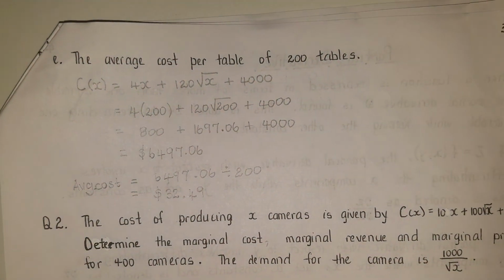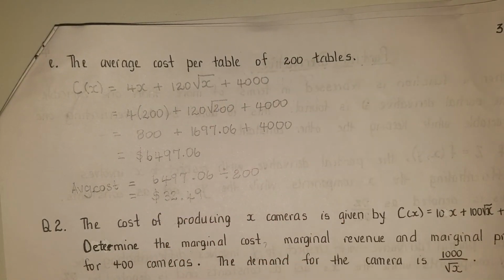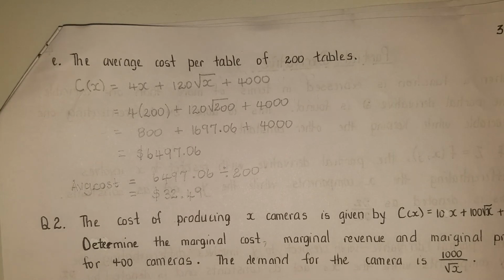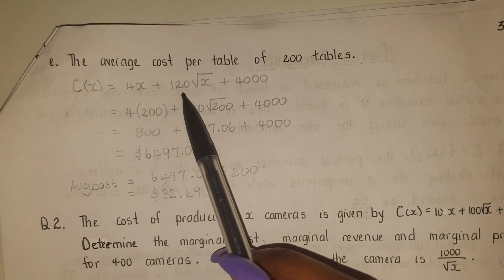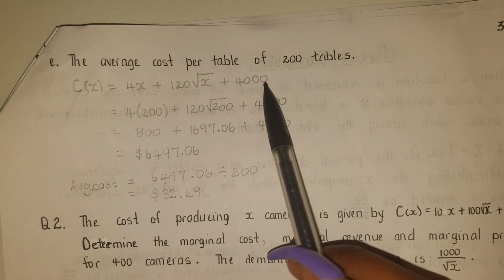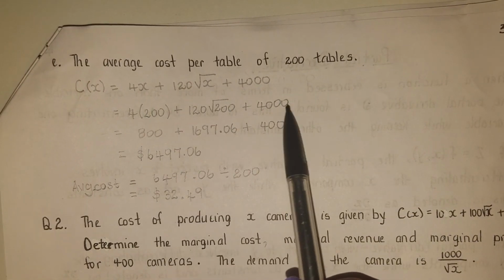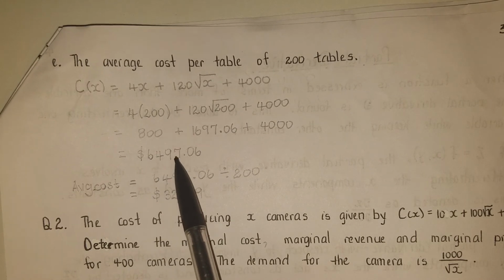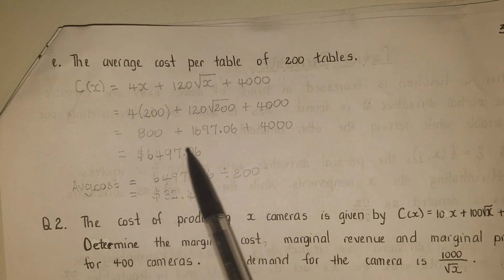And now this last part is asking for the average cost per table for 200 tables. So we basically want to know, to make 200 tables, what's the cost going to be for each of them. So back to our cost function, it's 4x plus 120 root x plus 4,000. So we will simply plug 200 in place of the x, and when we do that, we get $6,497.06. So this is the cost to produce 200 tables.